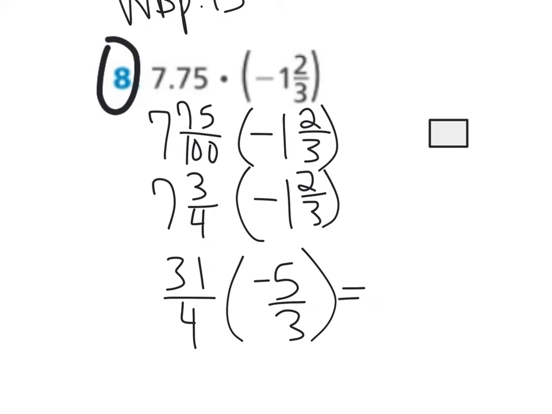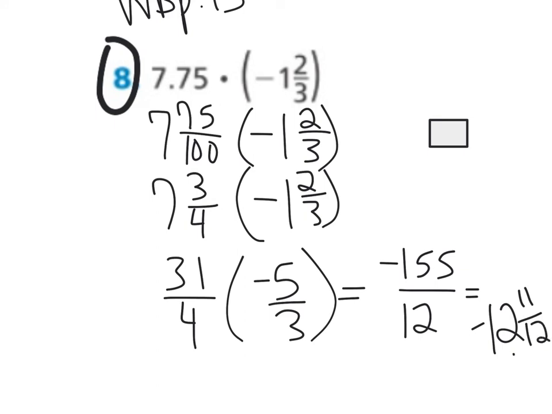When we work this out, we've got a positive times negative is going to be a negative. Multiply. And that would be negative 155 over 12. We know it's going to be negative. I'm going to change it to a mixed number, and that comes out as negative 12 and 11/12 if you work that out. So again, two things there. One is that we have to, in this case, change them to fractions instead of decimals. The other thing is making sure we understand how to change a negative mixed number into an improper fraction.